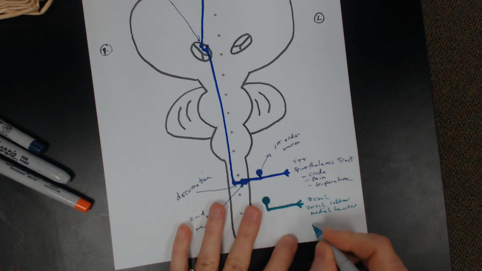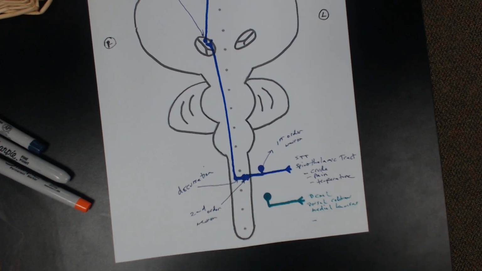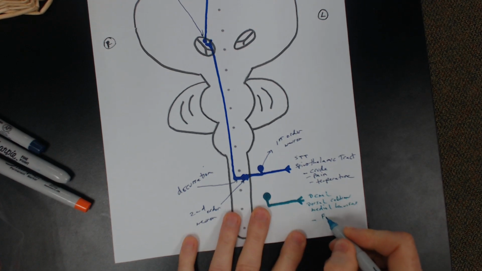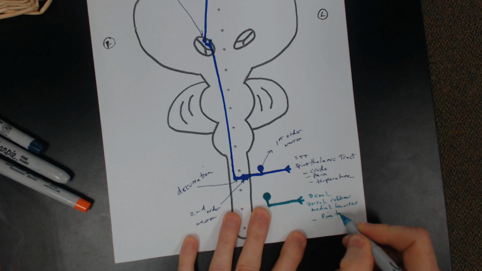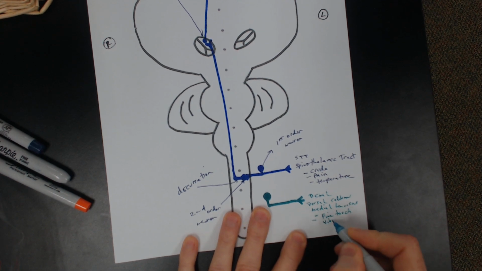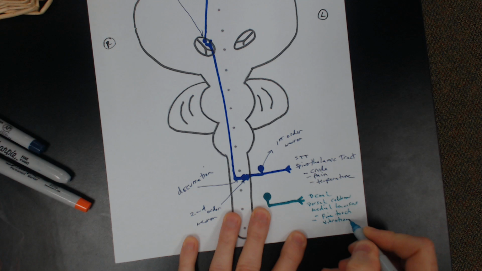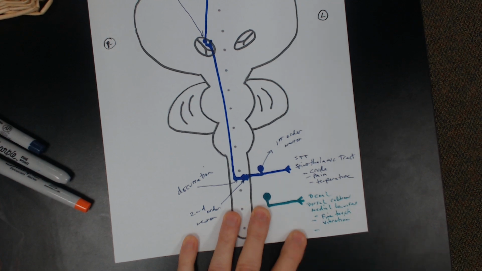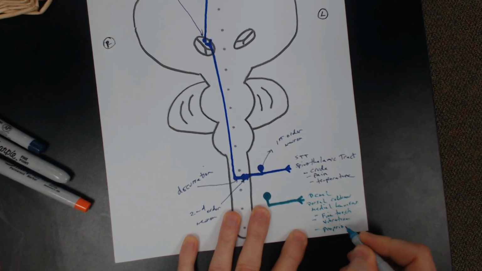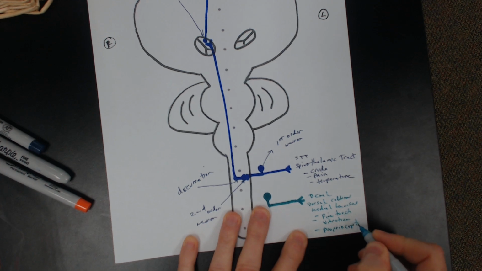DCML is dorsal column medial lemniscus. Does anybody remember what the DCML pathway carries? It's going to be fine touch, vibration, and this funky word called proprioception that I talked a little bit about a minute ago. And this is going to be conscious proprioception.